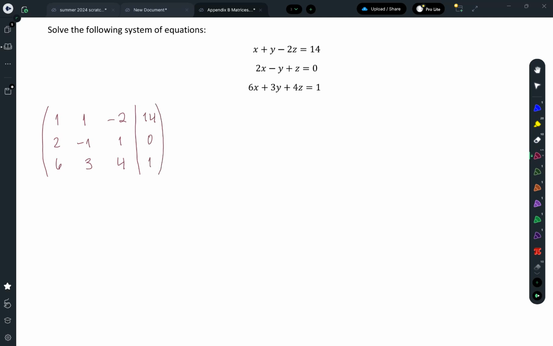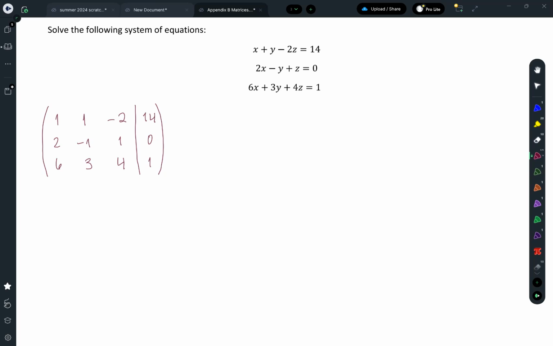Okay. Now, if I was just working with equations, my first step would be to try to use the x's that are in equation 1 to eliminate all the x's that are in equations 2 and 3. Okay, so I'm going to do that with the matrices.